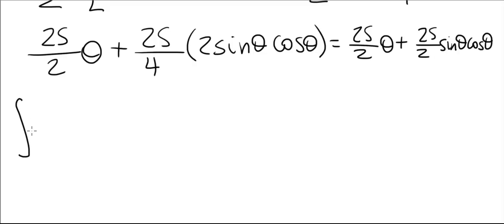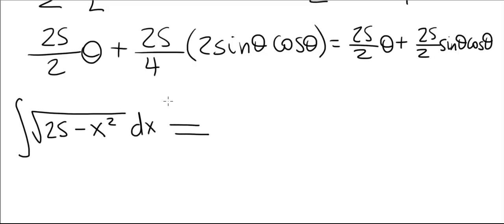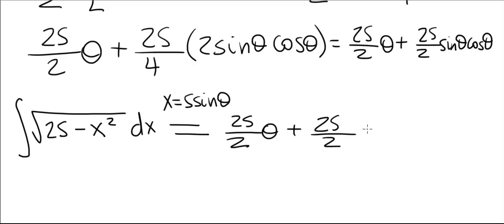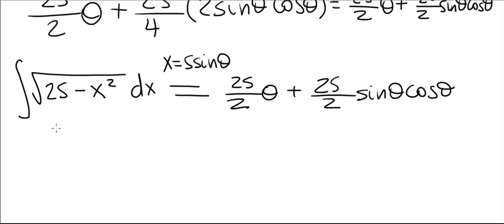Let me summarize this. We had an integral of the square root of 25 minus x squared, which we evaluated as follows by making the substitution x equal to 5 sine theta. We came up with a solution in variable theta as 25 over 2 theta plus 25 over 2 sine theta cosine theta. Now we need to replace theta with x. So here is our substitution. Let me rewrite it like this. Sine theta is x over 5. It's the same thing as x equals 5 sine theta.